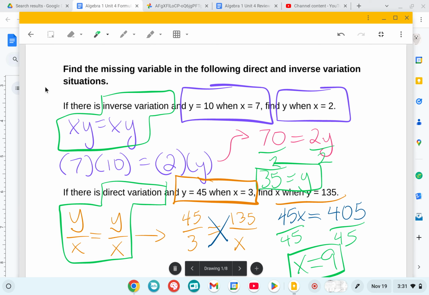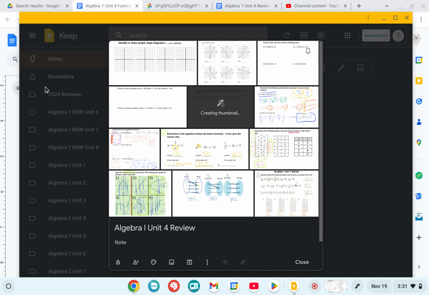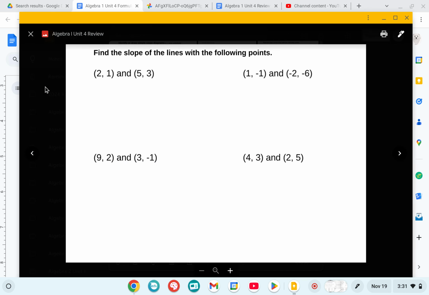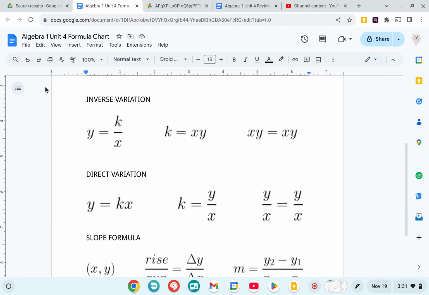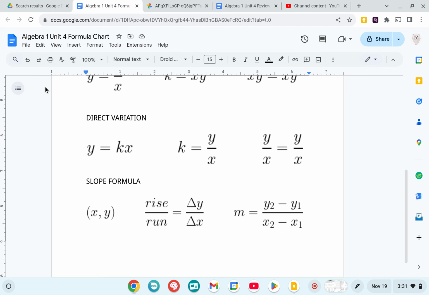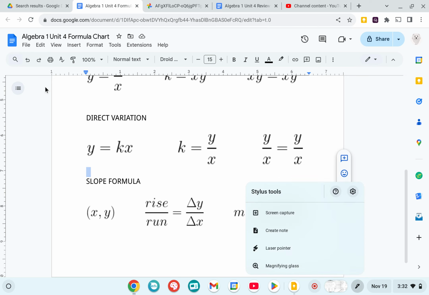Almost there. The next section is going to deal with slope. Oh, by the way, there are two more problems for direct and inverse variation for you to try out. Looking at the slope, we'll start with the formula. Once again, the formula chart is going to show you where to find that. Your formula chart at the bottom, you're going to be looking at the rise over run or the y2 minus y1 formula over here in the bottom right-hand corner. That's this one right here.